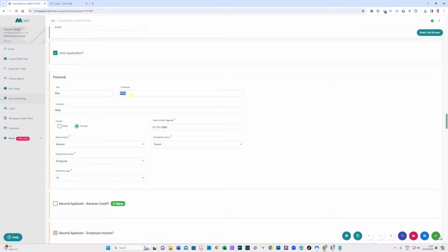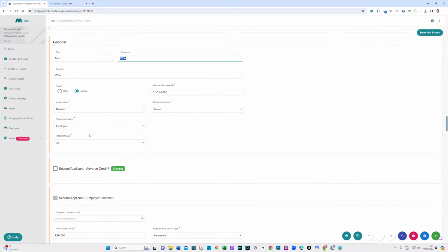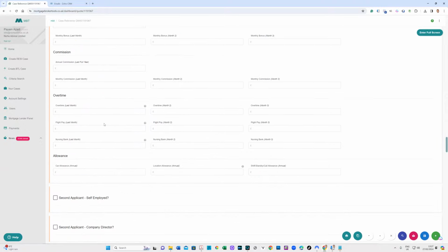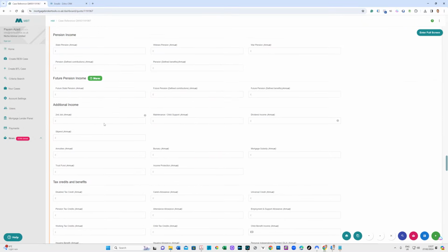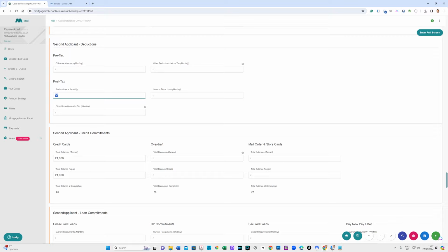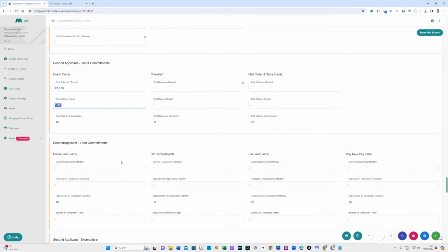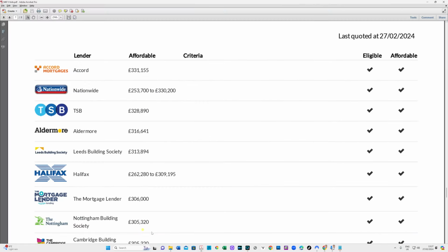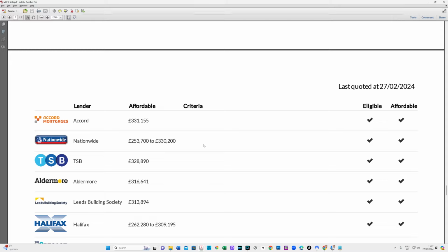And there's the lucky wife. The lucky wife, she's 44 years old, married to me, lucky her, and annual basic salary of £28,000, right? She has got a few things. She's got a student loan of £50 a month and a credit card, which is going to be paid, of £1,000 balance.